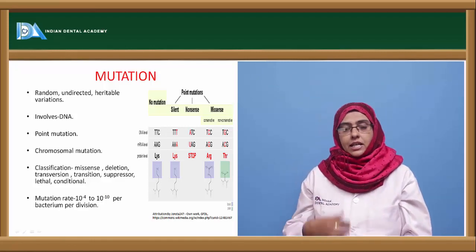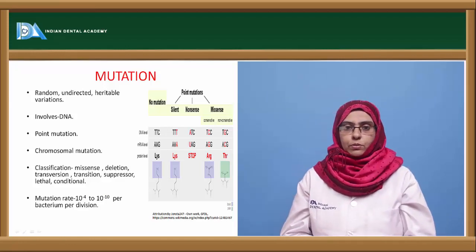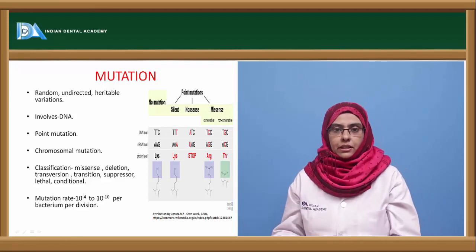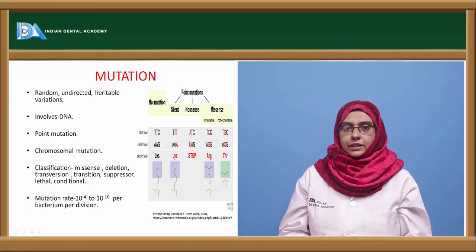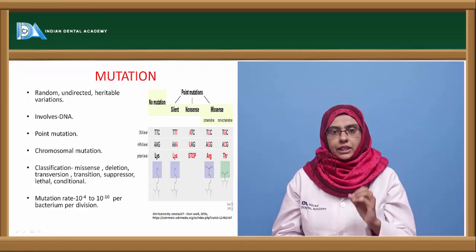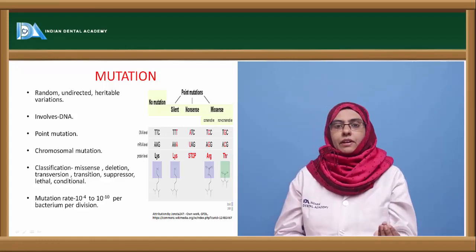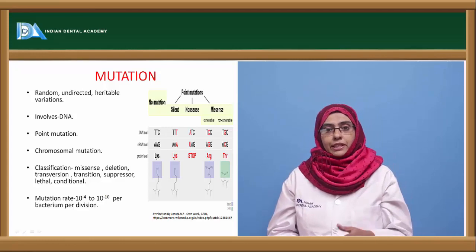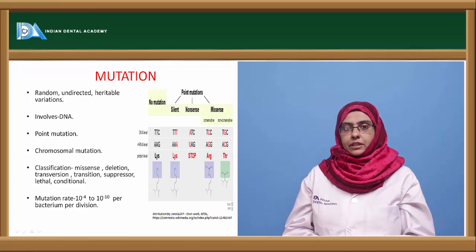And if such a large number of point mutations are there in a DNA molecule, it can lead to chromosomal damage, ultimately leading to lethal effects to the bacteria, killing the bacteria. So if there are point mutations in a DNA molecule, there is a chance that the bacteria can survive. But if there are chromosomal mutations in a DNA molecule, there is no possibility for the bacteria to survive.